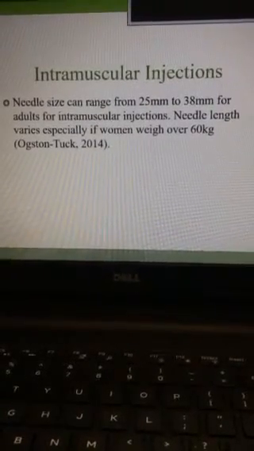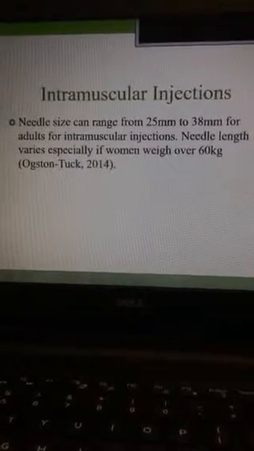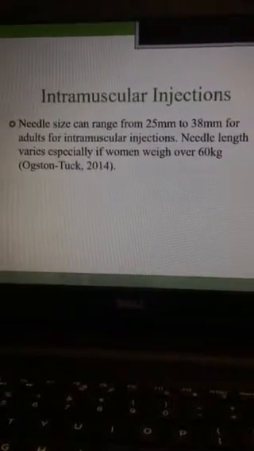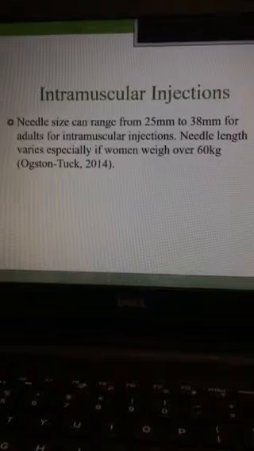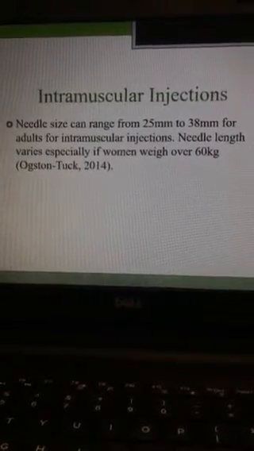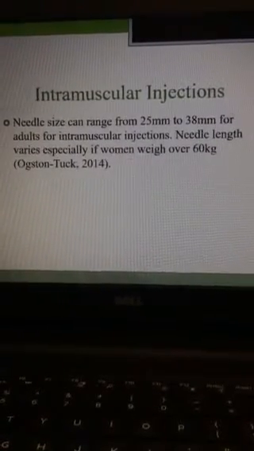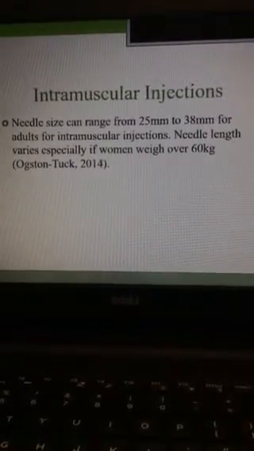The needle size can range from 25 to 38 for adults for IM injections, and the needle length is different depending on the size of the individual, if they're over 60 kilograms, or if it's someone weighing 90 pounds or less.